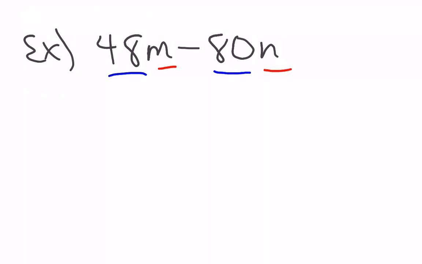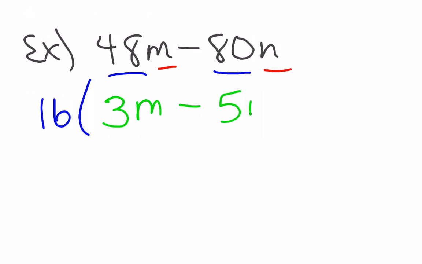Now this one might take some trial and error, but what we find out is that each one is divisible by 16. So we're going to pull a 16 out of there. And then we look at our m and our n. There's nothing common there, so that's all there is. So now we want to see what's left over. So 48 divided by 16 leaves us with 3m, and then 80 divided by 16 leaves us with 5n.